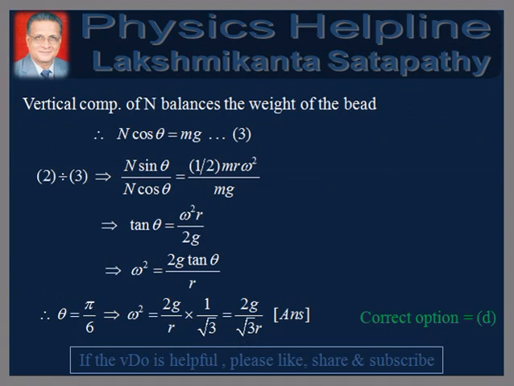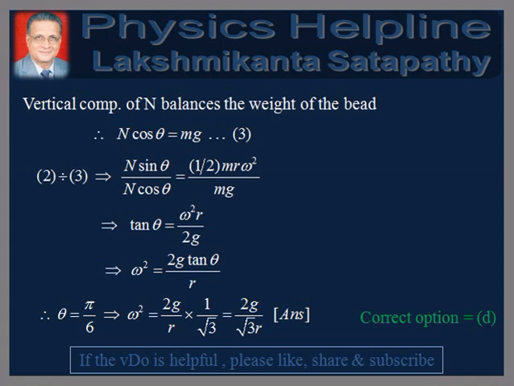Also, the vertical component of N balances the weight of the bead. Therefore, we have N cos theta is equal to mg. Dividing equation 2 by 3, we get N sin theta divided by N cos theta is equal to half m r omega square divided by mg, which implies tan theta is equal to omega square r by 2g, which gives omega square is equal to 2g tan theta by r.